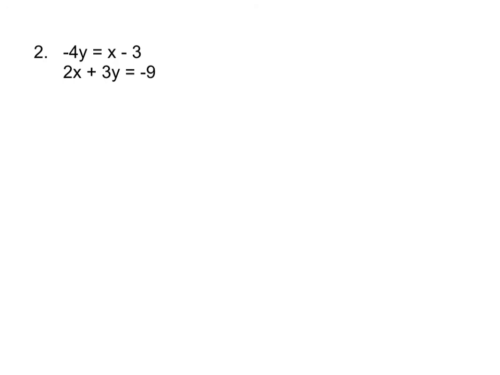Example number 2. -4y equals x minus 3, and 2x plus 3y equals -9. Step 1, get everything all lined up. So we have x, y equals our number. So the second equation is okay. The first equation, the x is over here. We have to move it over to the left. So how do I move a plus x? I'd subtract x on both sides. So that would give me -x minus 4y equals -3.